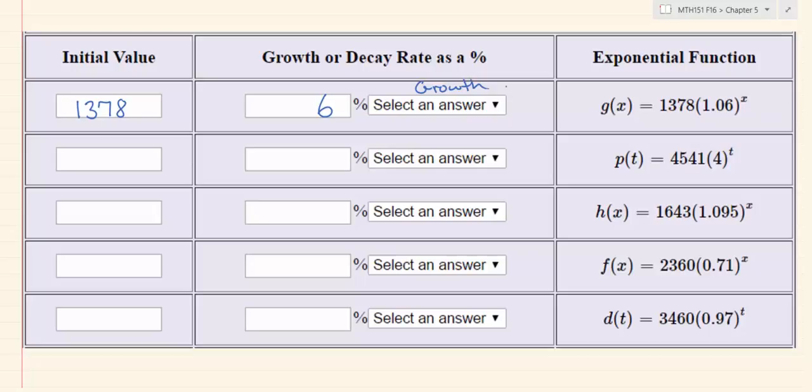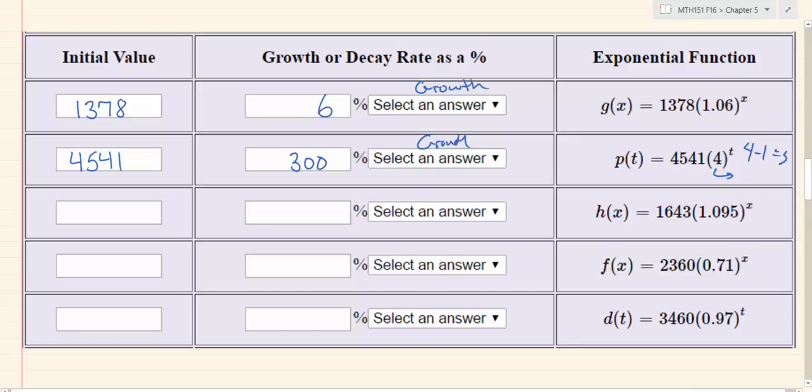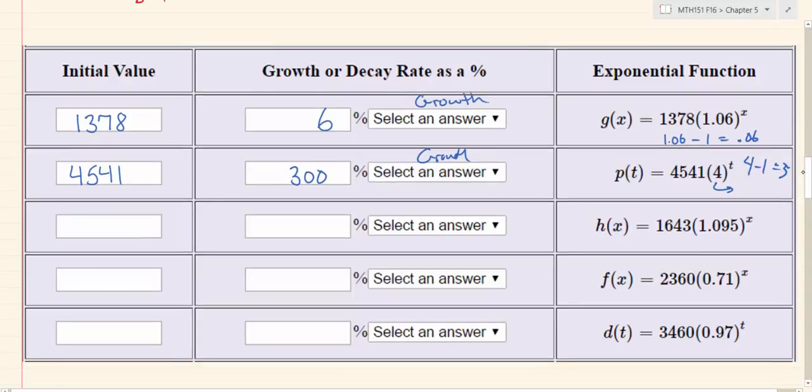All right, let's do the next one. The initial value, 4541. Growth or decay? It's growth. You took the base, you subtracted 1, and you got a 3, which is a decimal. You move the decimal 2 spots to go from a decimal to a percent. It's the same thing. You took 1.06, subtracted 1, and got 0.06. Okay, that's cool, but that's a decimal. We now need to go percent. So we move that decimal point 2 spots, and you get 6%. You take your base of 4, you subtract 1 to get 3, and then you convert that to percentage.